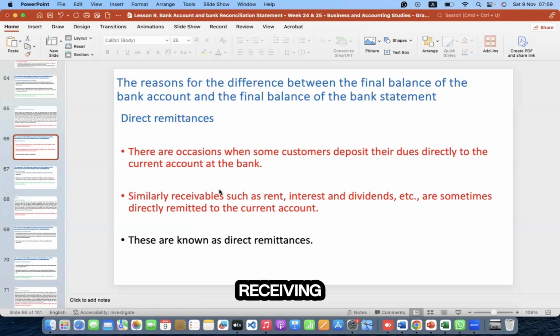Now, when you are receiving interest, let's say that you have deposited a fixed deposit and you are receiving interest. And once you receive that interest, the bank is not going to say, "Hi, Amal, I am going to deposit this interest to you."